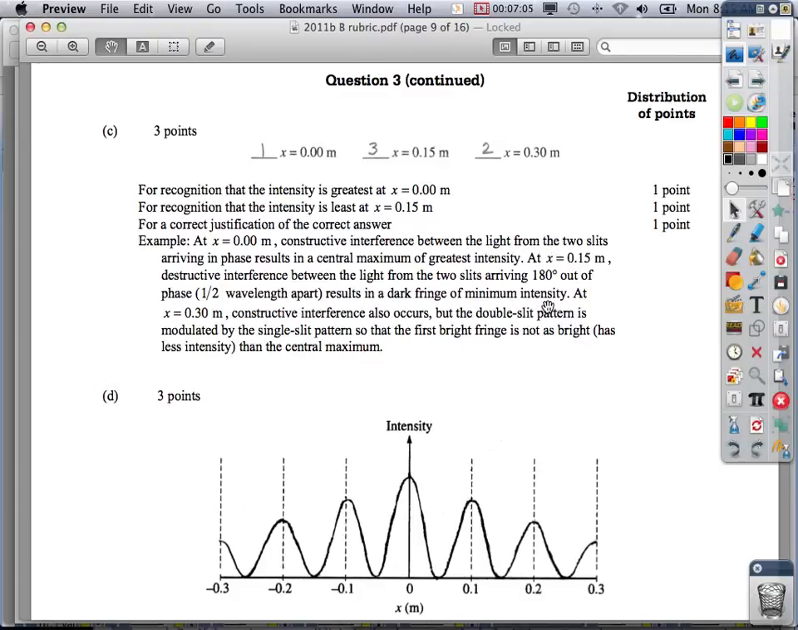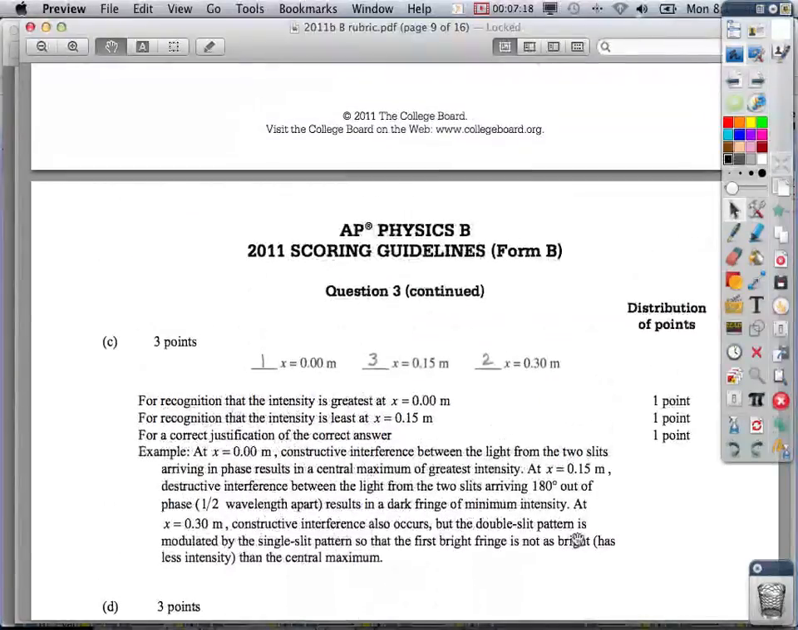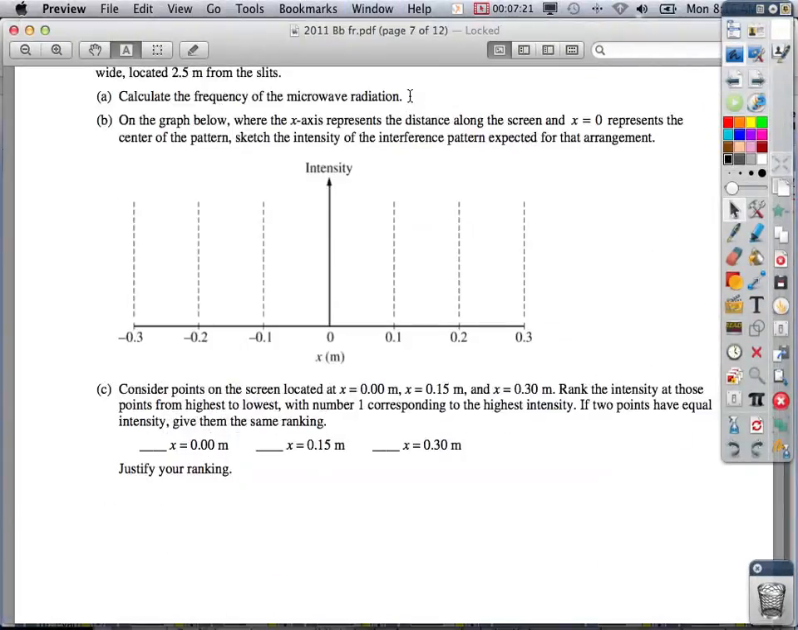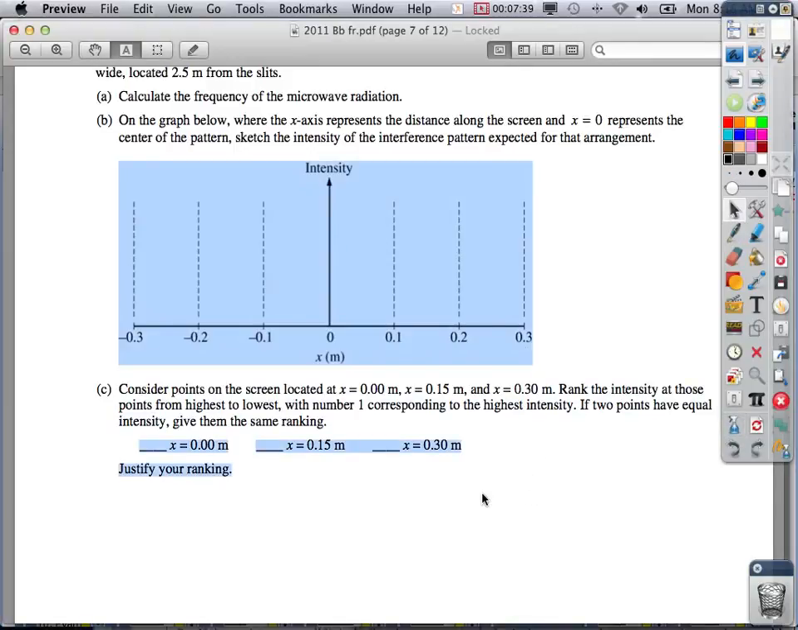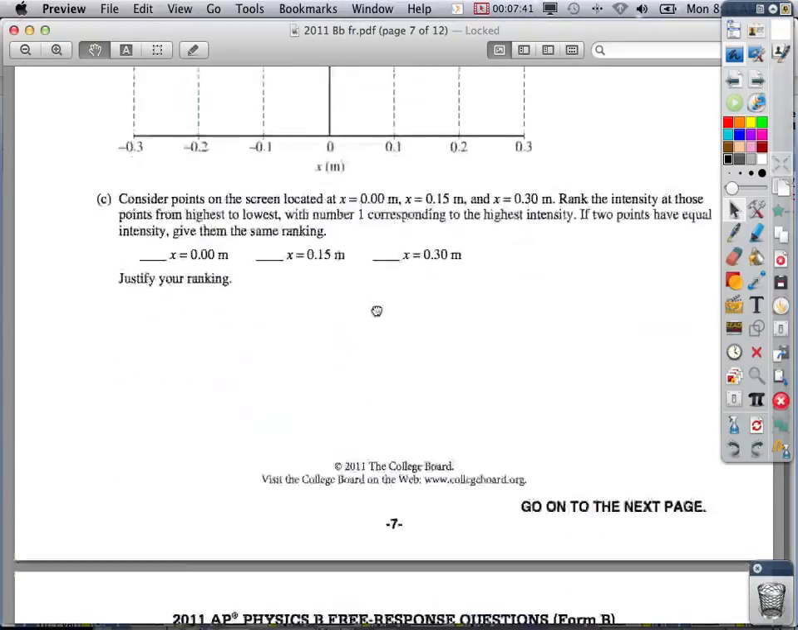Yeah, so I guess that's all you have to say. You just say that the middle one's always the brightest. Okay, so that's easy. Oh yeah, one thing you do want to make sure of is that if you start up here and go like this, this one's a little bit less than that one. If you make it a little less, I don't think they care. It just has to be obviously less.